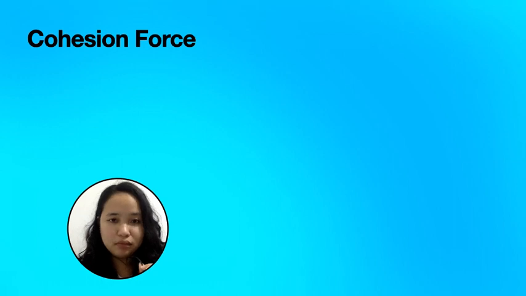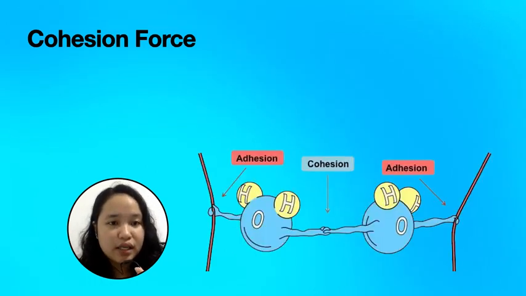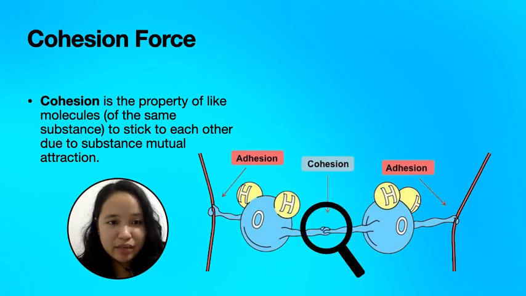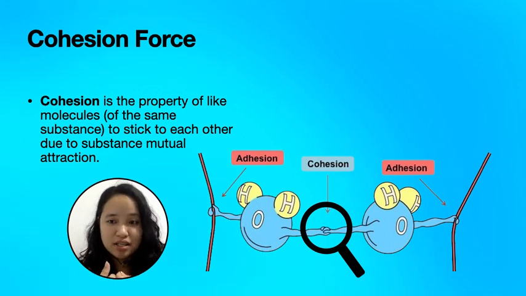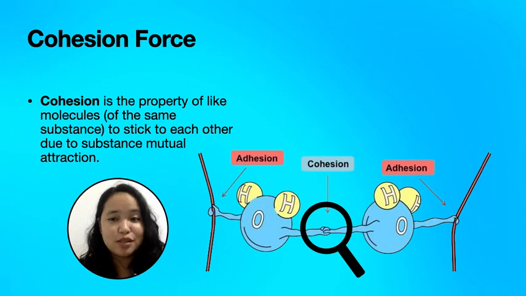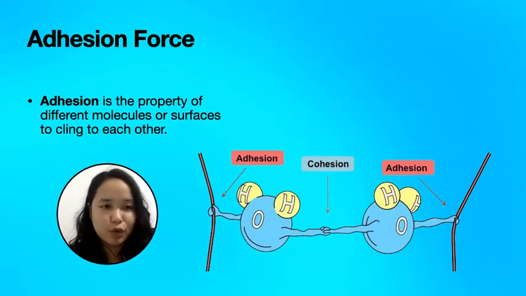Cohesion force is the property of molecules of the same substance to stick to each other due to mutual attraction. Here in the diagram, this is your cohesion. Cohesion happens within the same substance. As long as it is the same substance, it is cohesion or cohesive force.